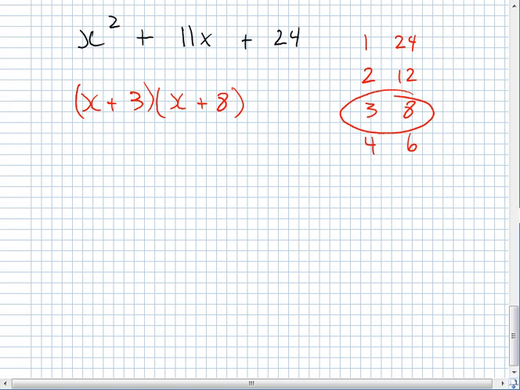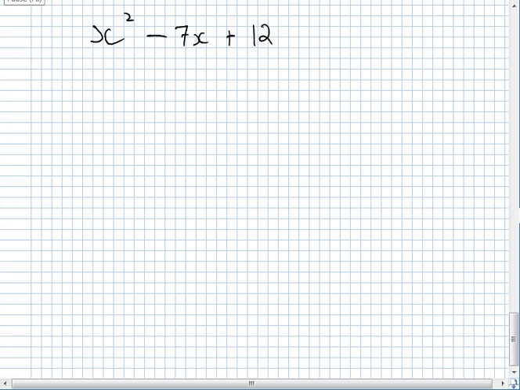It also works when you have a negative number as your middle coefficient or as your constant term. Try this one. Okay, this is kind of an easy one, but whatever. So your two magic numbers are going to multiply to give positive 12, but add to give negative 7. See if you can figure it out. I'll reveal the answer in 3 seconds.